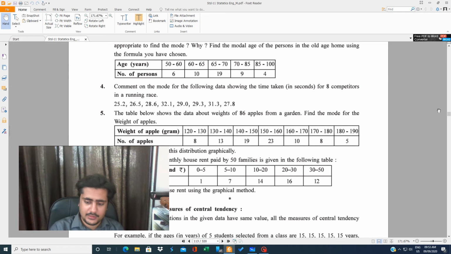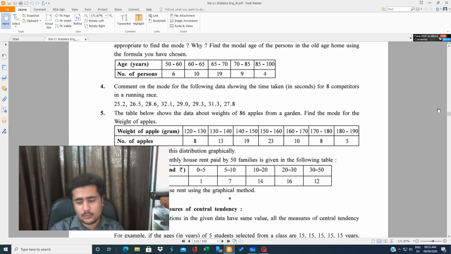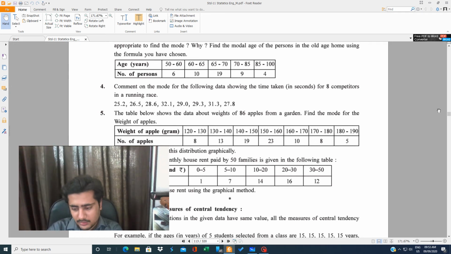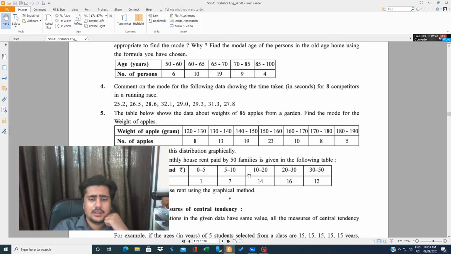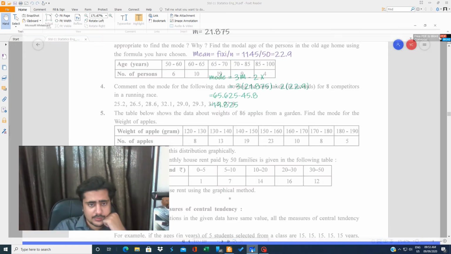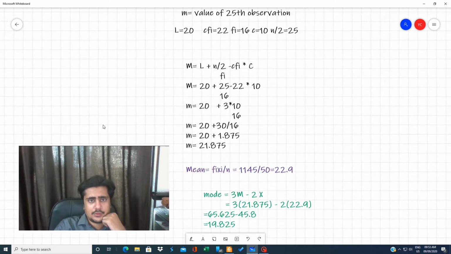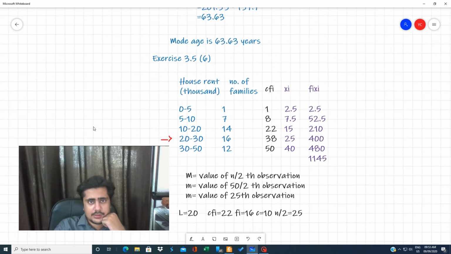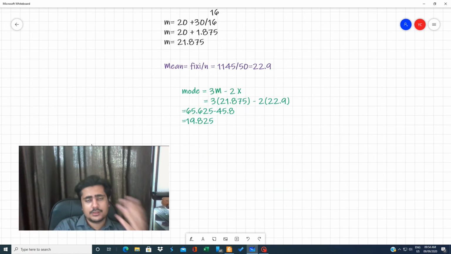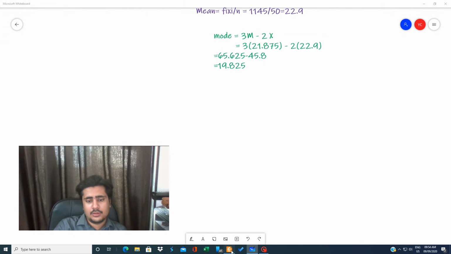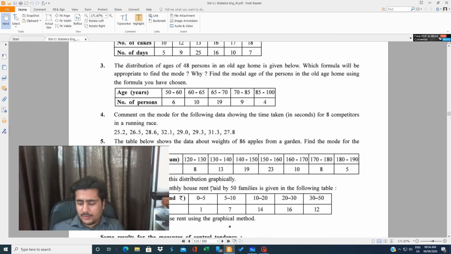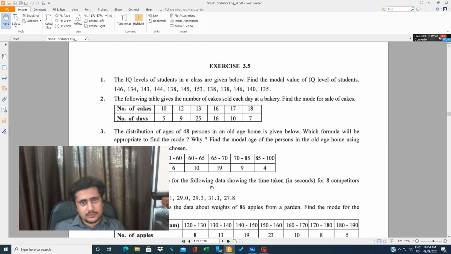So far, we have started mode, and in mode, we are doing the empirical formula. We have solved one or two sums. Last time, we solved the sixth sum of 3.5. That sum was a graphical method, but we solved it with the empirical formula. We'll continue the empirical formula in this lecture also.